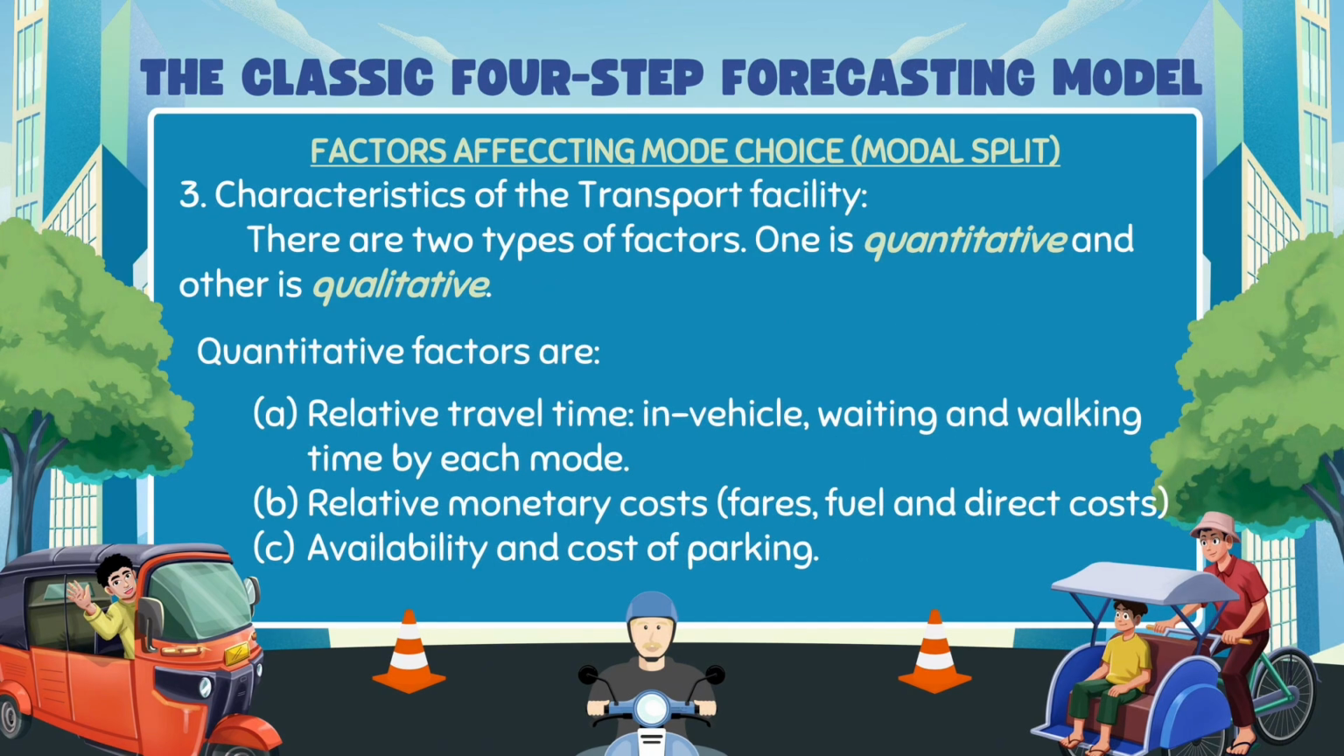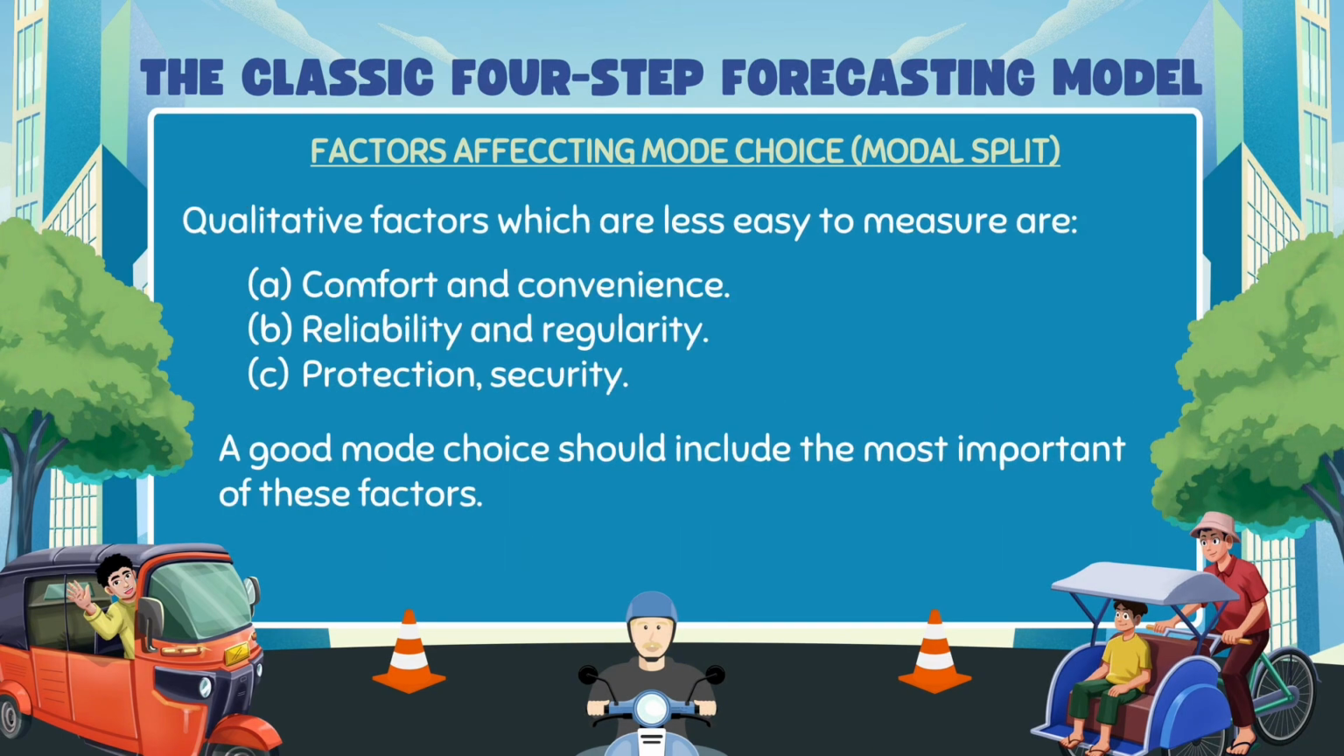And then third is the characteristic of transport facilities. There are two types of factors: the quantitative and the qualitative. The quantitative factors are the numbers people calculate in their heads, like the relative travel time, relative monetary cost, and the availability and cost of parking. Then for the qualitative factors, there are the vibes and the feeling, things that are hard to measure with a ruler, like comfort and convenience, reliability and regularity, protection, and security. A good mode choice should include the most important of these factors.